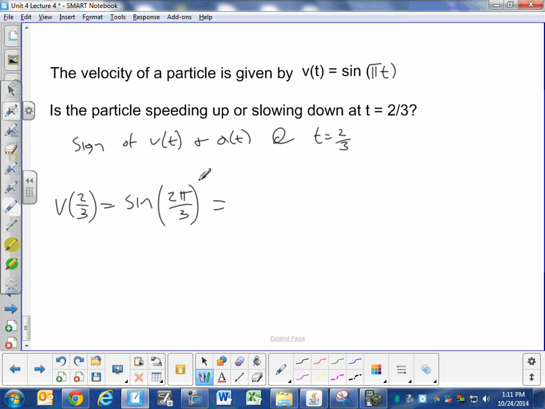And the sine of 2 pi over 3 is positive. I don't even care what it is. I just know it's positive. It's in the second quadrant. Sine is positive in the second quadrant. So we're good. Now let's look at our acceleration.